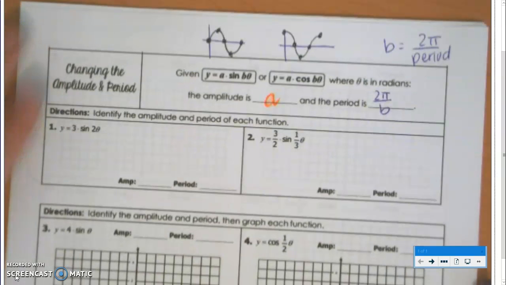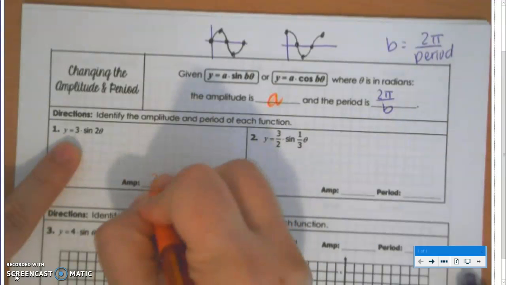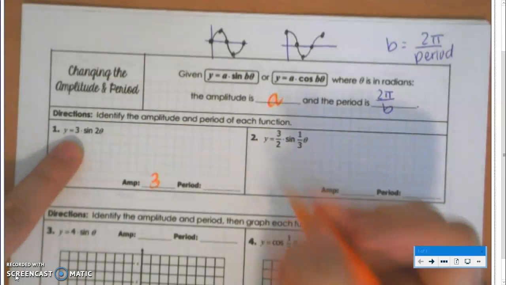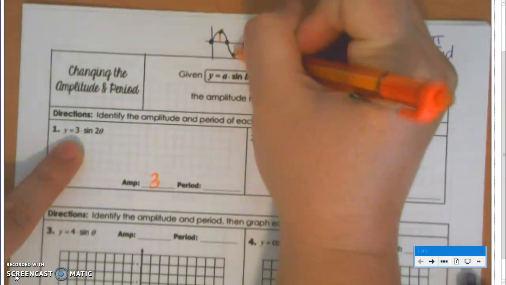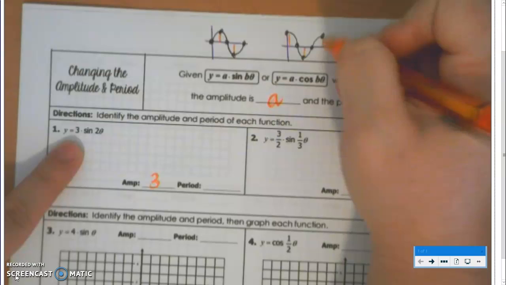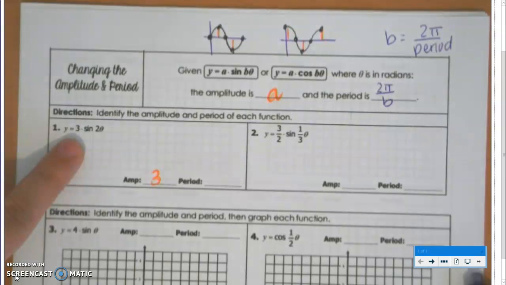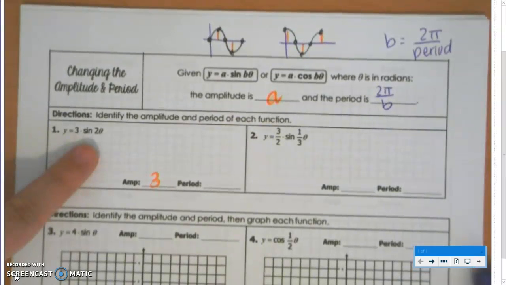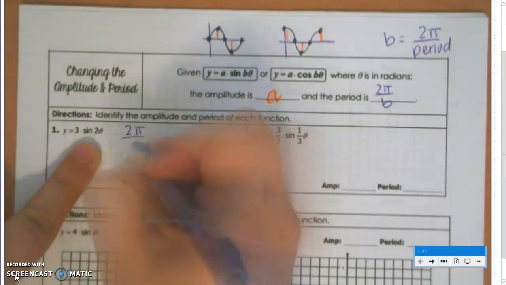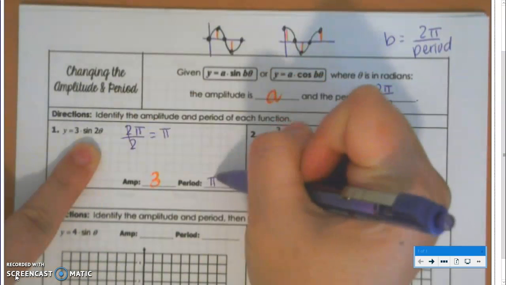All right, so in number 1, it's a sine function. The number in front is the amplitude. So the amplitude of this function is 3, which means from the middle, it will go up 3 and down 3. Remember, this distance in here is the amplitude. Same thing for cosine. From the maximum or the minimum to the middle is the amplitude. All right, the period of this function, the b is 2, so I always have to do 2 pi over b. So 2 pi over 2, if I simplify that, my period is pi.